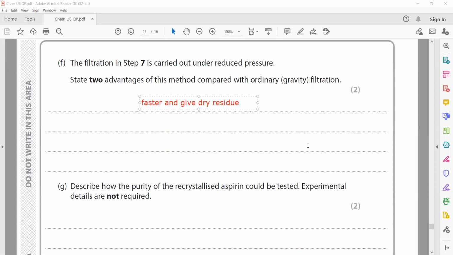Describe how the purity of recrystallized aspirin could be tested. Experimental details are not required. So what we can do is find its melting point, and it should melt around 136 degrees centigrade. So check its melting point. It should melt around 136 degrees centigrade.